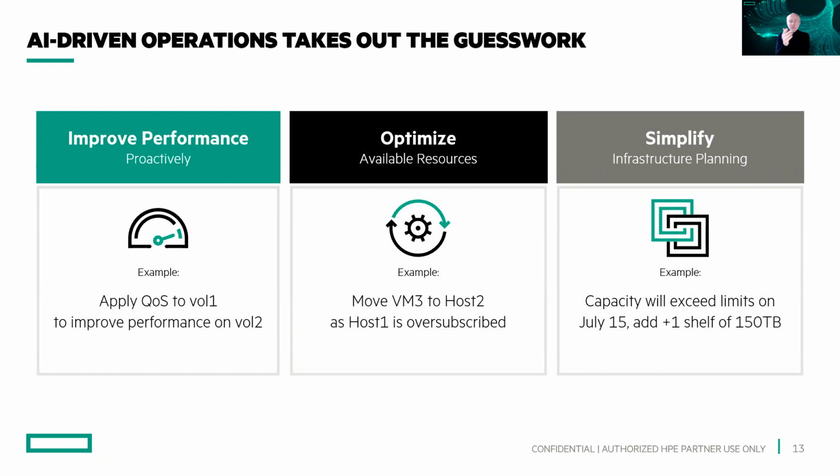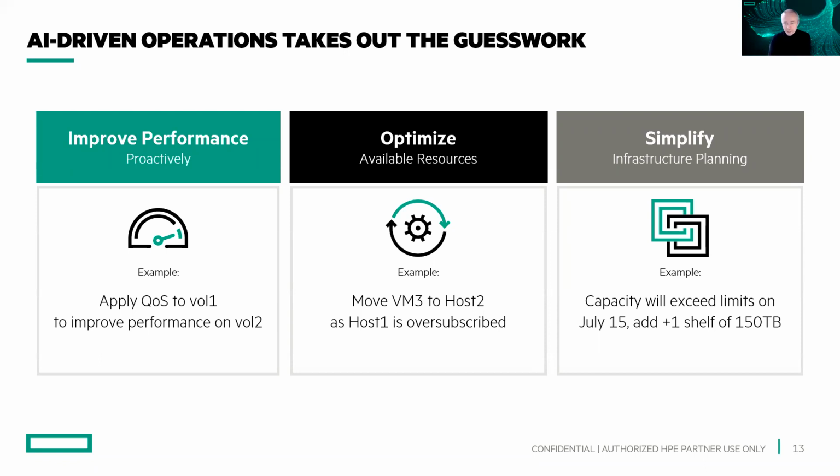Well, InfoSight will tell you as well: Mr. Customer, if you keep on going like this, generating data and putting data on this storage platform, by July 15th you will need to add additional capacity, because at that moment you will arrive at 90 or 95%, a threshold where you might have a performance impact. So InfoSight, also the salesperson.